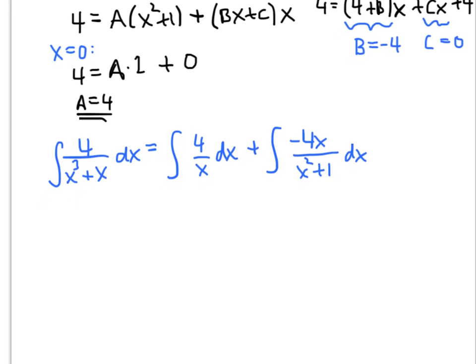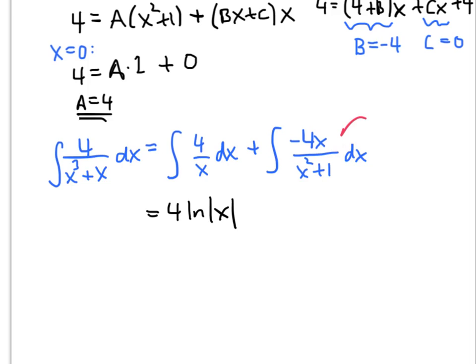Okay, so 4 over x, what's the antiderivative of that? Well, you can think of that as 4 times 1 over x, and the antiderivative of 1 over x is natural log of the absolute value of x. What about over in the second interval, negative 4x divided by x squared plus 1?